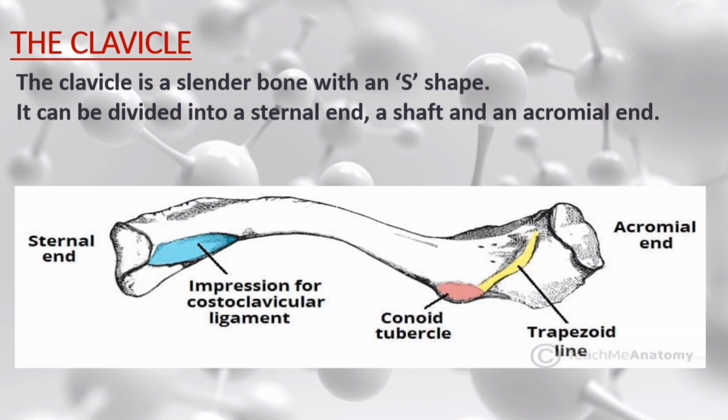Trapezoid line, attachment point of the trapezoid ligament, the lateral part of the coracoclavicular ligament. The coracoclavicular ligament is a very strong structure, effectively suspending the weight of the upper limb from the clavicle.